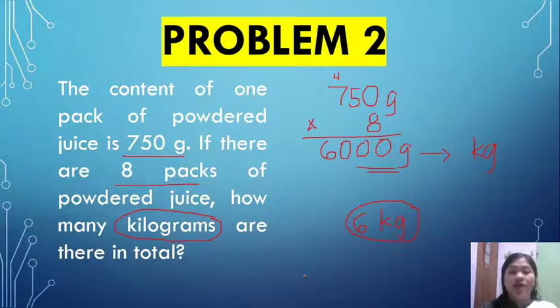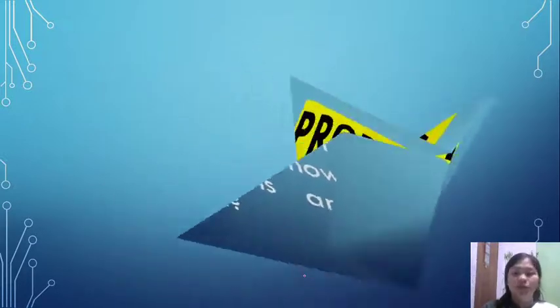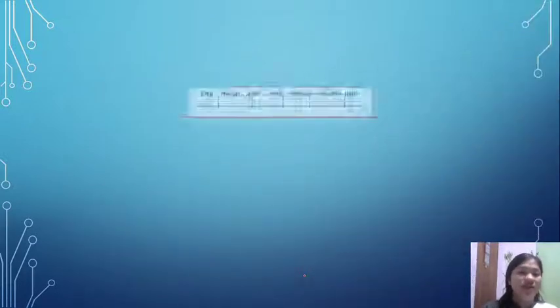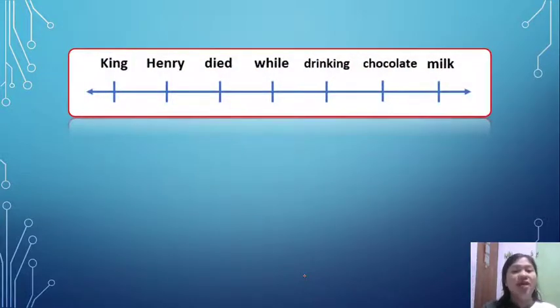So, again, in converting, the easiest way, just move the decimal point to the left or to the right, depending upon the number of movement sa ating kailangang i-convert. So, to help you do that, just memorize this device. So, King Henry died while drinking chocolate milk. So, yung while natin against the base unit, for length, that is meters, for capacity, that is liters, and for mass, that is grams.